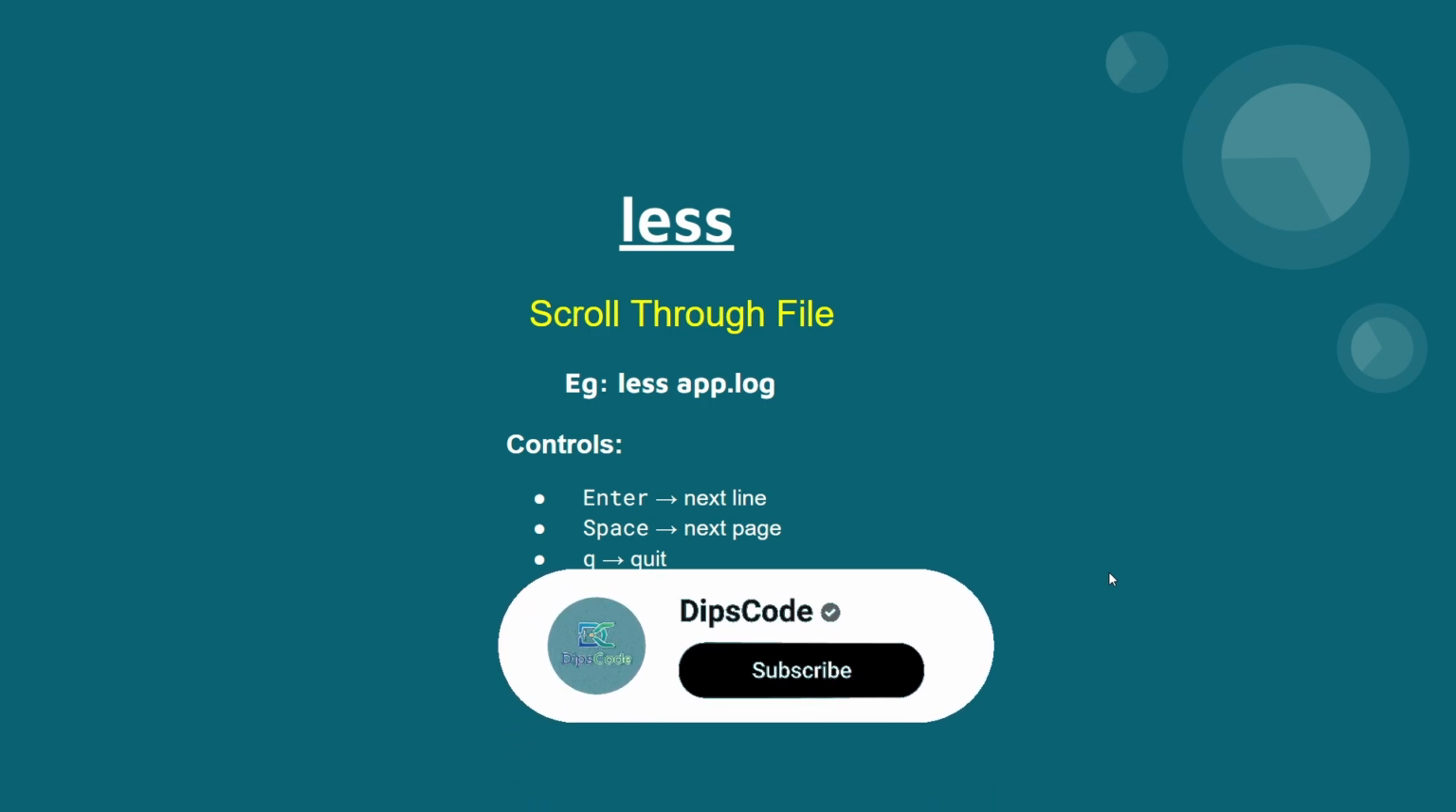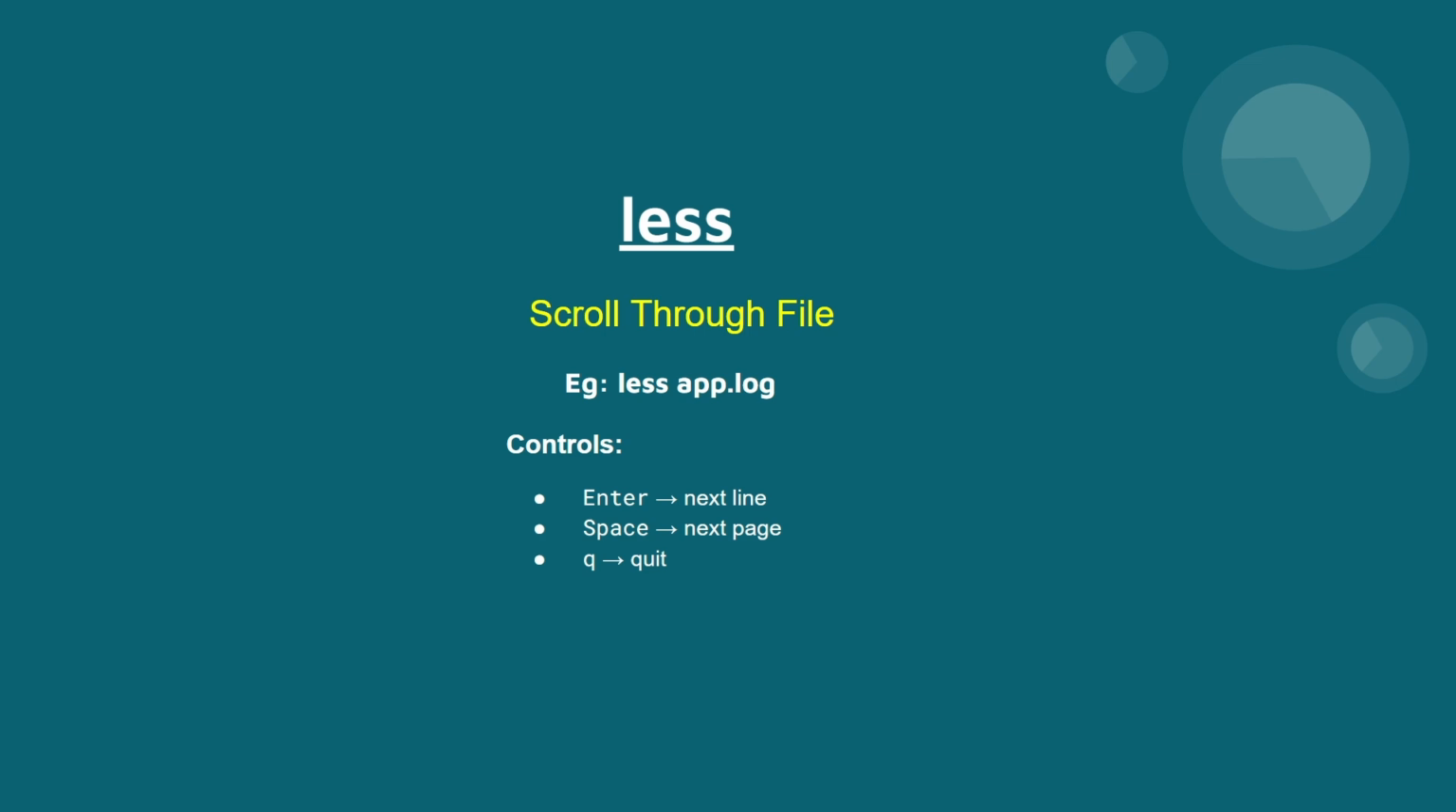Next is the less command. So the less command is used to scroll through a file. Scroll through files means that you can see a small content and then you can scroll, like in Windows we used to scroll, right, to see the next content. Here also we can do that on a scroll basis. So the command is less and the file name, and there are some controls, friends. If you press enter, it will go to the next line. If you press space, it will go to the next page, and if you press Q, it will quit.